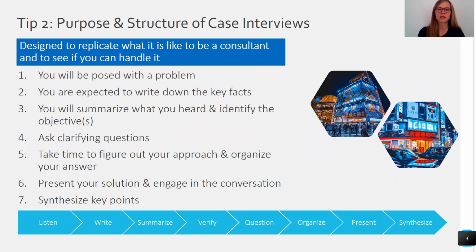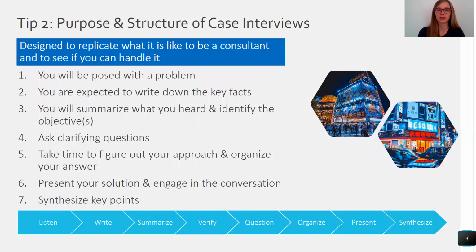Tip 2, understand the purpose and structure of case interviews. A case interview is designed to replicate what it's really like to be a consultant and to see if you can handle it. So what will happen is you'll be posed with a problem, a case. You're expected to write down the key facts. You then summarize what you heard and identify the objective of the case.